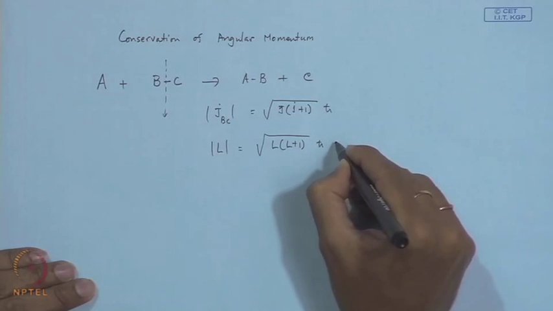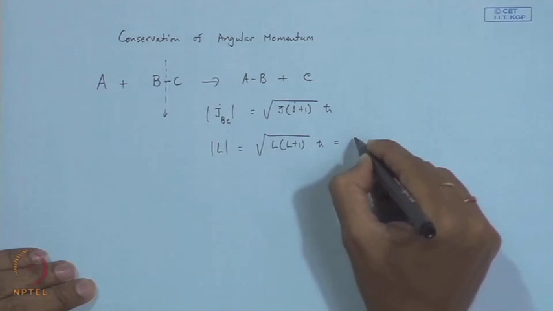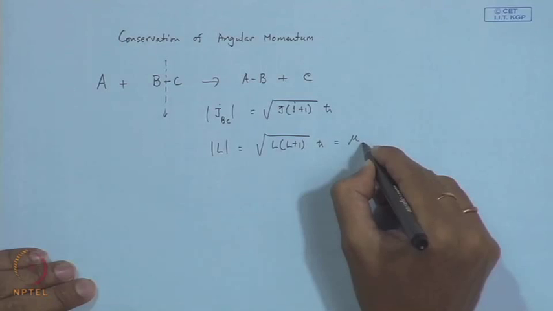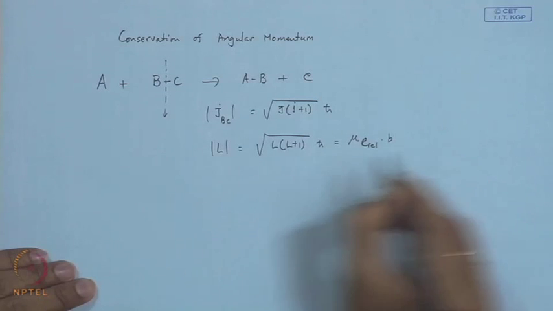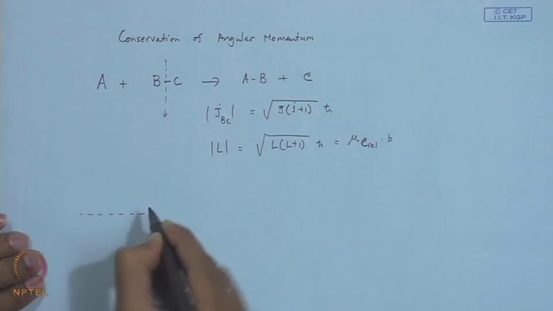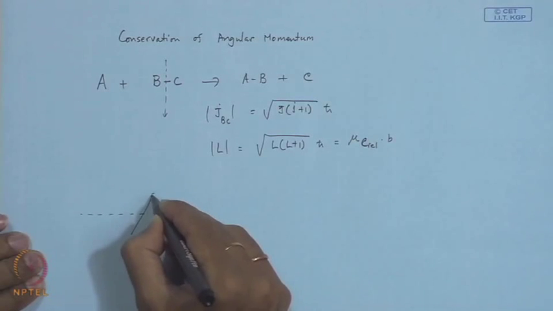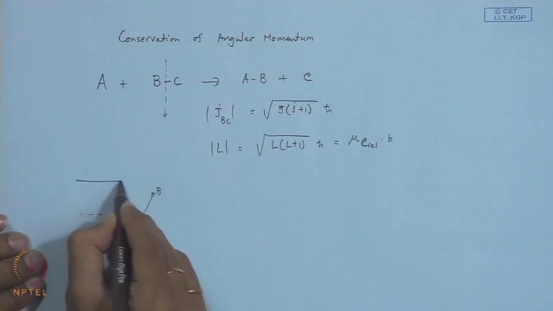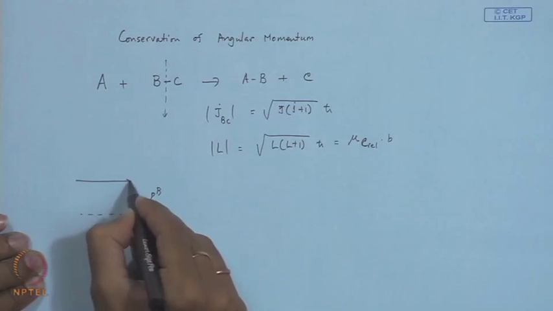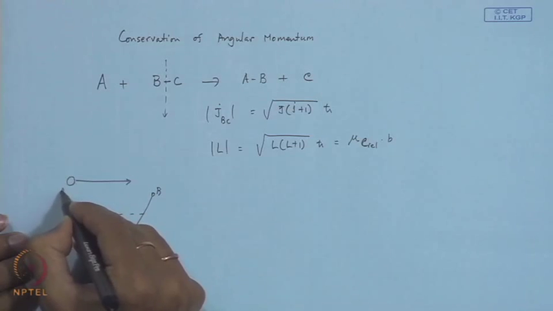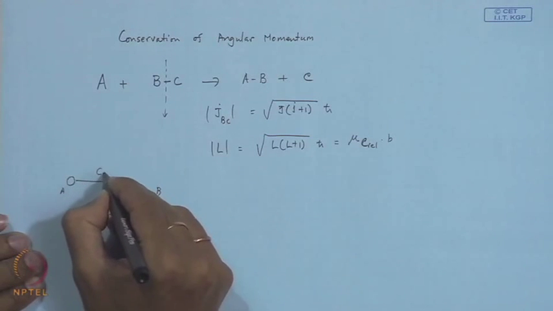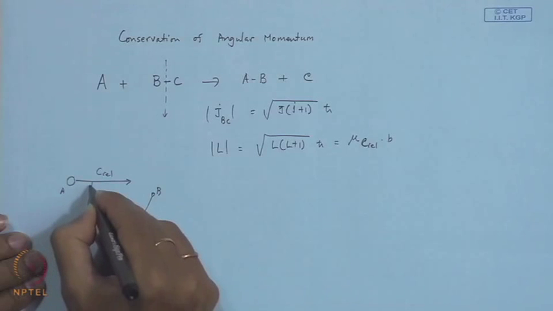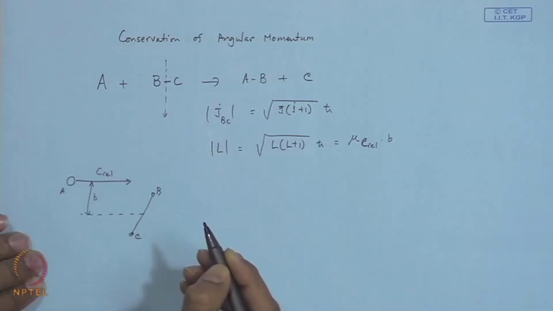Okay. And which is basically your mu C relative into B. Okay, B is the separation between, say you have got your B, this is C, and say this is your A, which is coming in this way, A with C relative and separation B.